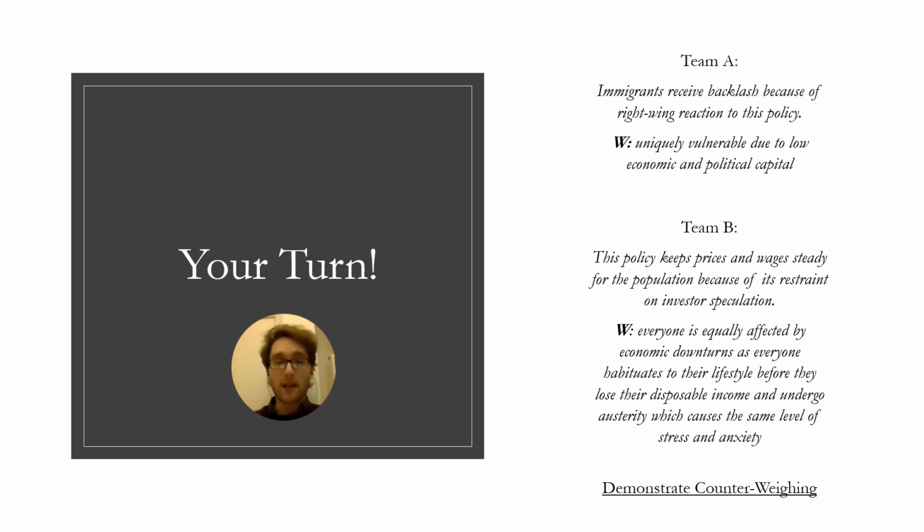Now we have the weighing the teams actually gave. Team A tries to explain that immigrants are uniquely vulnerable due to their low economic and political capital, and that's why they should be valued as most in the debate. Whereas Team B argued that everybody is equally affected by economic downturns, as everybody habituates their lifestyle before they lose their disposable income and have to undergo austerity, which produces the same level of stress and anxiety in these people, which is why scale should matter.